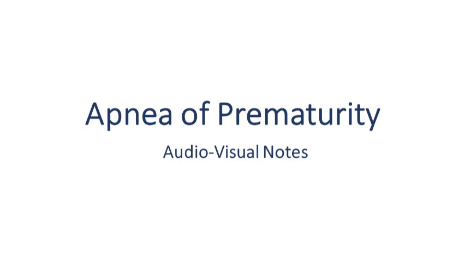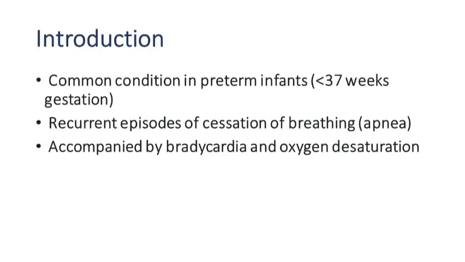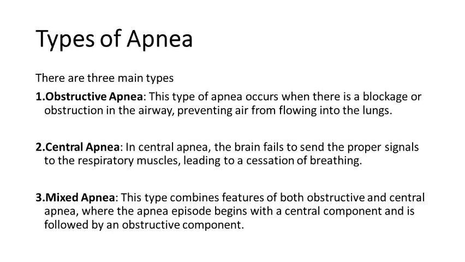Apnea of prematurity is a common condition seen in preterm infants, particularly those born before 37 weeks of gestation. It is characterized by recurrent episodes of cessation of breathing, known as apnea. These apnea episodes can be accompanied by bradycardia, slowing of the heart rate, and oxygen desaturation, low oxygen levels in the blood. Types of apnea.